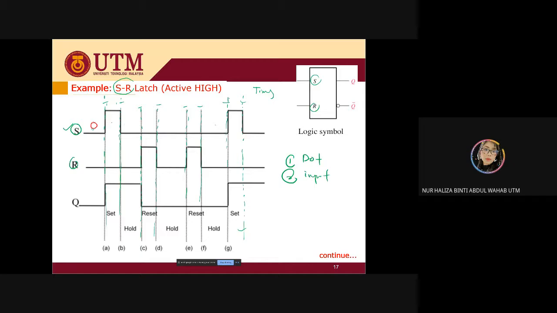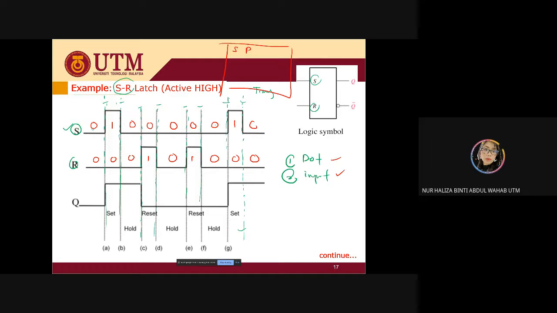Here is 0, here is 1. Here is 0, here is 0, here is 0, here is 0, here is 0, here is 1, here is 0. And for R: 0, 0, 0, 1, 0, 1, 0, 0, 0. Okay, done this part. So these two tabs I have already done, and I do the table for you to refer to, unless you already remember everything.